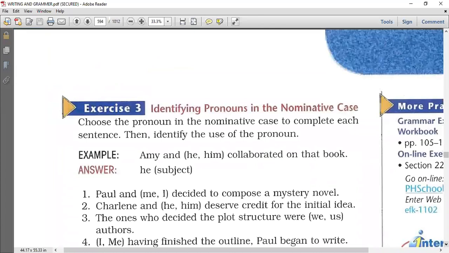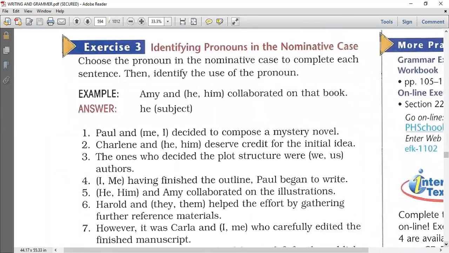Okay. Here we have an exercise 3. It's very easy. Do like the example. Choose the correct pronoun. Amy and he or him collaborated on that book. Should be he, and the function is subject. Okay? Because he wants you to choose the pronoun in the nominative case to complete each sentence, then identify the use of the pronoun.